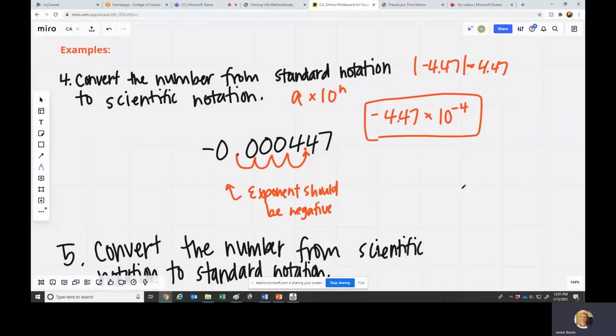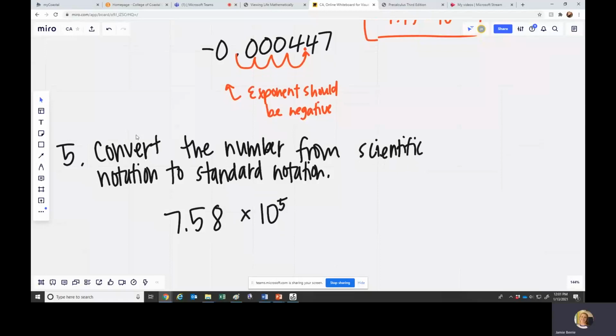All right, so let's look at our next example. Convert the number from scientific notation to standard notation. All right, so we have a times 10 to the n. Here's our value for a. It's definitely a number whose absolute value is between 1 and 10. And here our exponent is 5. It's positive, so that means it's going to be a really large number.